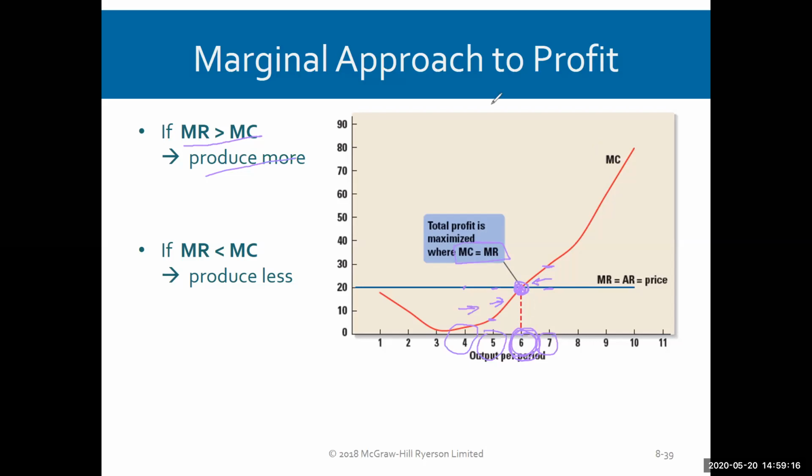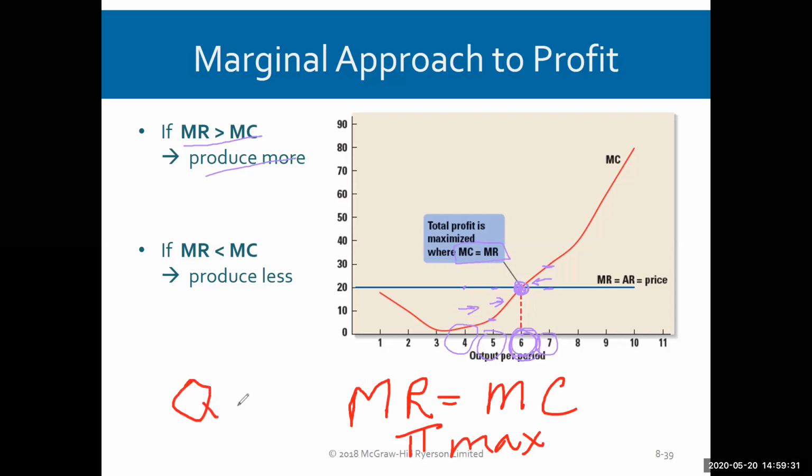So try not to ever forget that golden rule. It's the most important one in this course, where marginal revenue equals marginal cost. That's where profits are maximized. It's the quantity where marginal revenue equals marginal cost. That's our profit maximizing quantity.